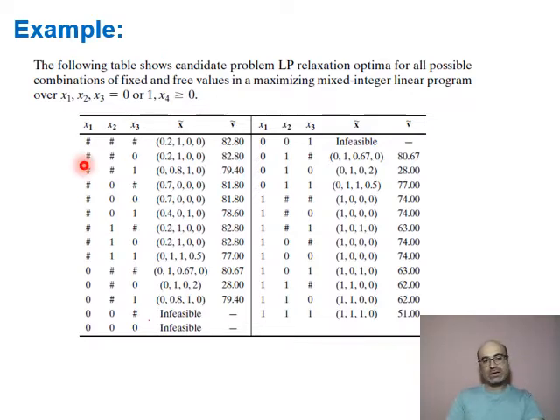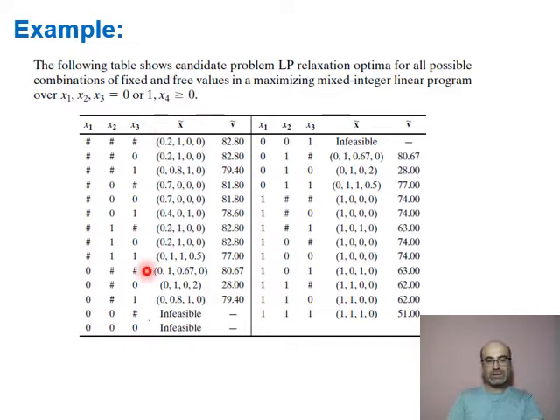Let's look at another row randomly. For example, this one. In this row, you see x1 is free. x2 is set to 1, so it's not free, it's fixed to 1. x3 is free. And when you solve this problem, you see that x1 appeared to be 0.2, x2 is 1, because it's fixed, its value should be equal to 1. Then x3 is 0 and x4 is also 0. And the objective function value for this solution again appeared to be 82.8.